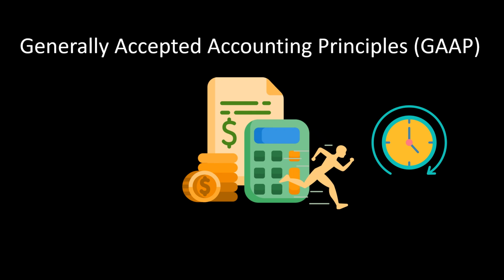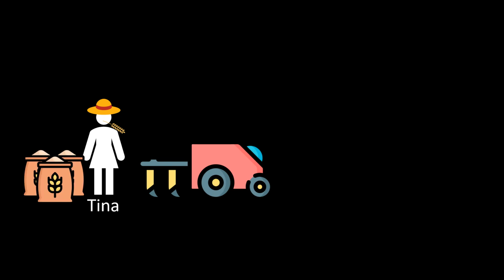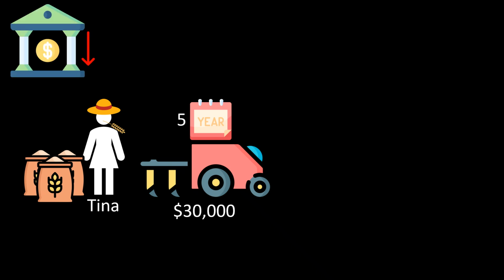Now, let's see accrual accounting in action, which is always on every day, as it is GAAP. Generally accepted accounting principles, everyone has to do them. Tina is a farmer who just bought a new machine to help her harvest more crops. The machine cost $30,000 and has an expected lifetime of 5 years. Of course, this was a purchase, and so reduced her farm's bank account balance and therefore is recorded as a cash outflow in the cash flow statement.